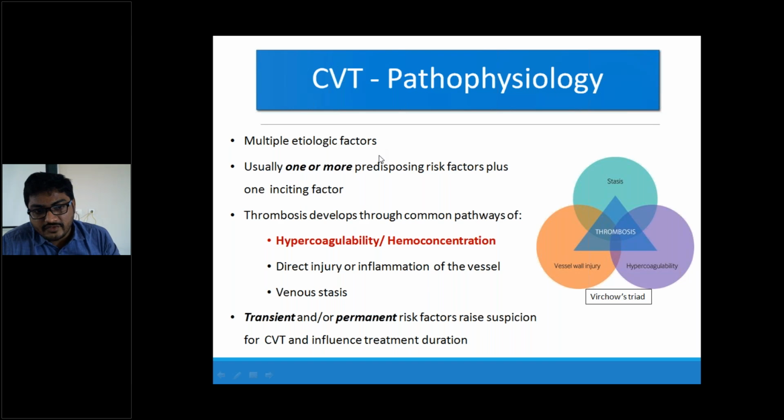So what is the pathophysiology? This is Virchow's triad. Can anyone tell what is Virchow's triad?